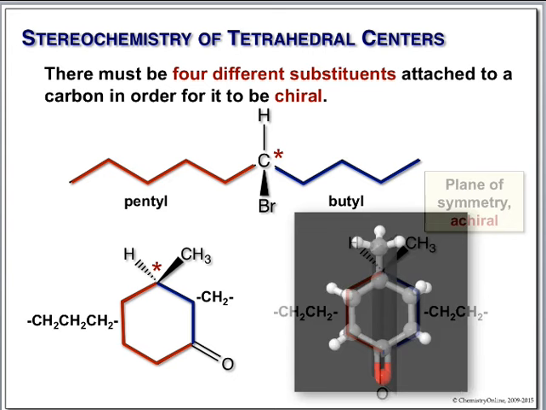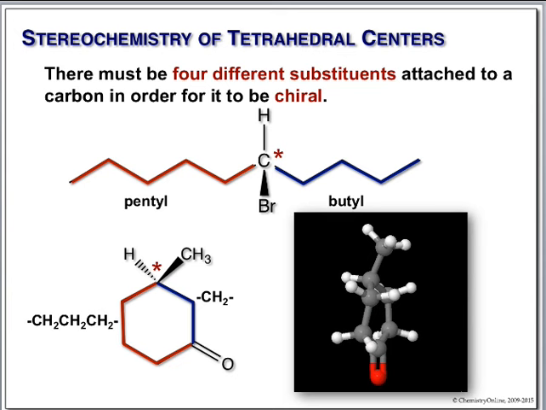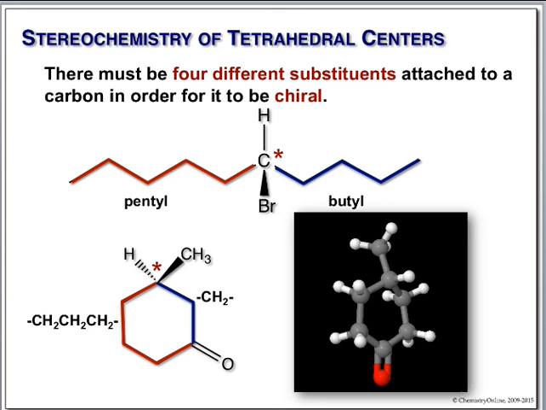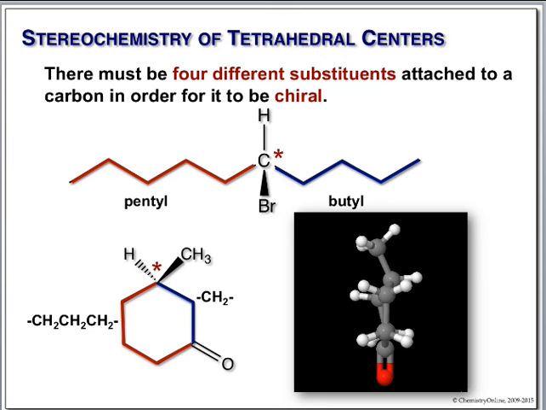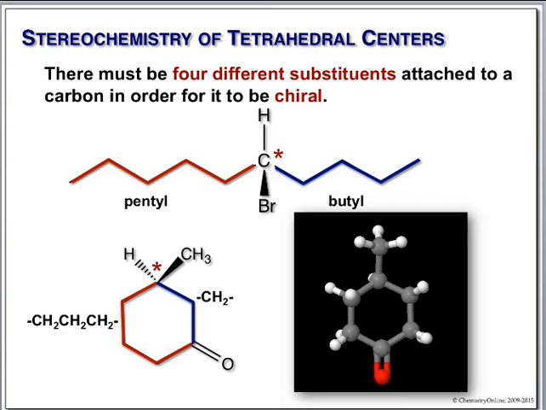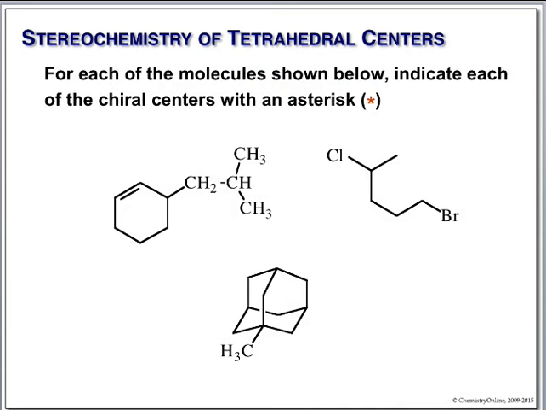Let's just look at a different rendition here. Here's a little JMol movie. And as it rotates, you can see the plane of symmetry is going to be right here through the carbonyl, up to the hydrogen and the methyl. Straight up and down like that. This molecule is chiral. And this one is achiral. Okay? All right, well, let's look at some molecules and decide if they are chiral or not. If they are chiral, indicate the chiral centers with an asterisk.